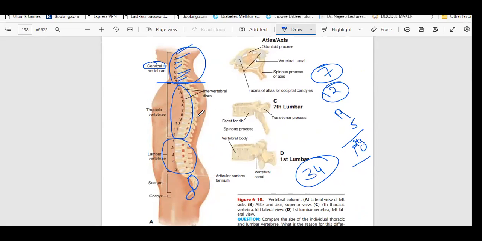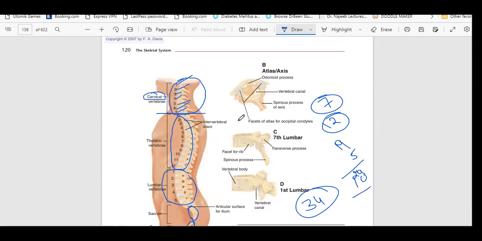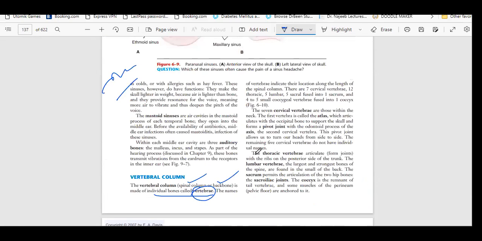So why do we have a vertebral column? Because the skull is protecting the brain and the vertebral column is protecting the spinal cord. So this is the skull. In the skull we have the brain, and this is the spinal cord. The spinal cord is fixed in the vertebral column and protected by it.